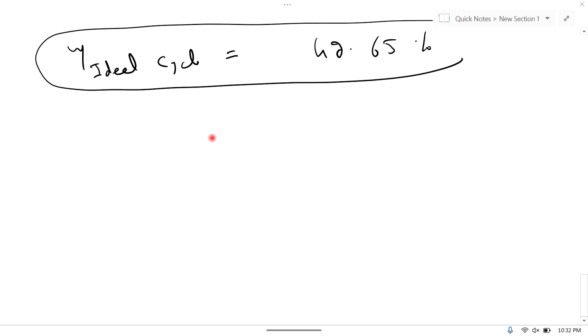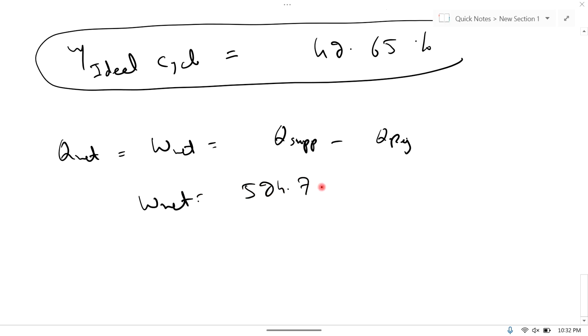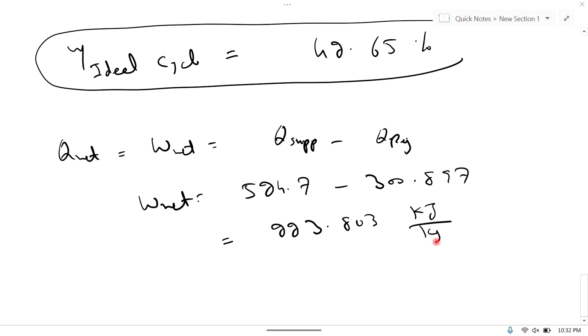For the work ratio we first find Q net. Q net is basically W net; W net and Q net are equal in this case. So this is equal to heat supplied minus heat rejected. So W net is equal to 524.7 minus 300.897, which is equal to 223.803 kilojoule per kilogram. This is basically W net.